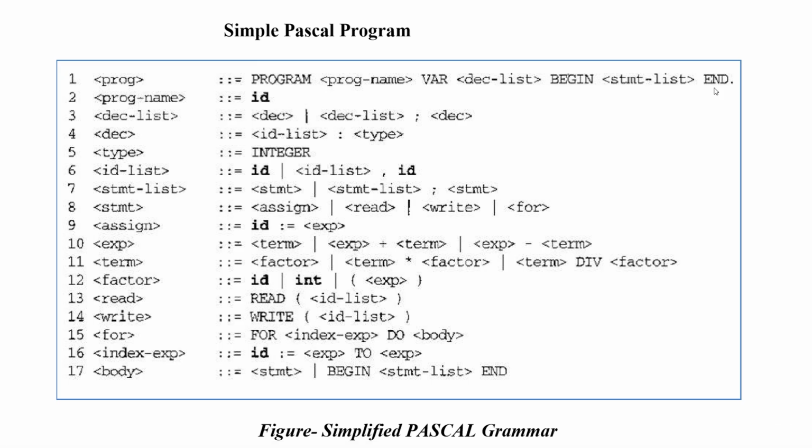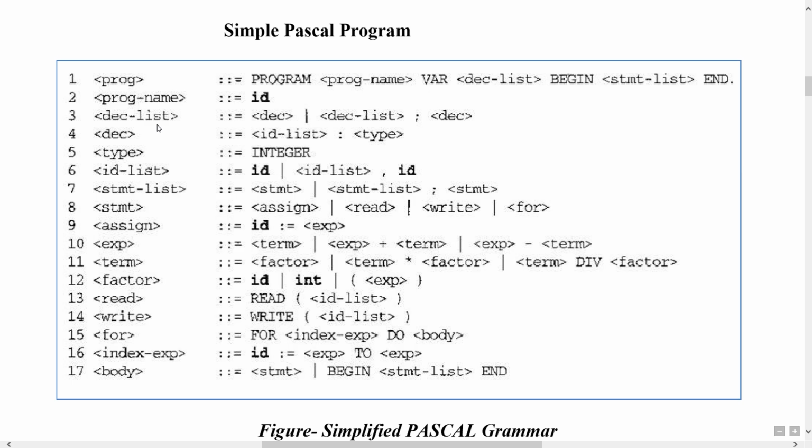It starts with a program and program name, then the variable declarations, and the body of the program within begin and end. So in variable declaration we have the list of variables, and within begin and end we have the list of executable statements. The program name is once again a non-terminal, and ID is an identifier, that is the user defined name. Then declaration list. The user has to declare all the variables before they are used in the program.